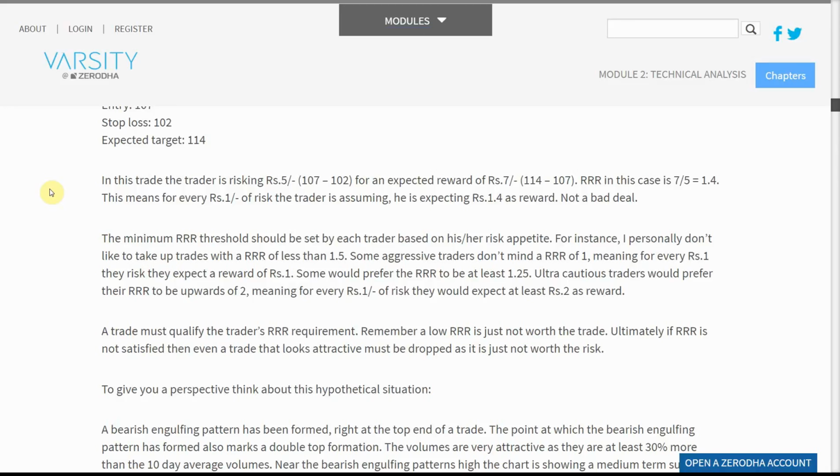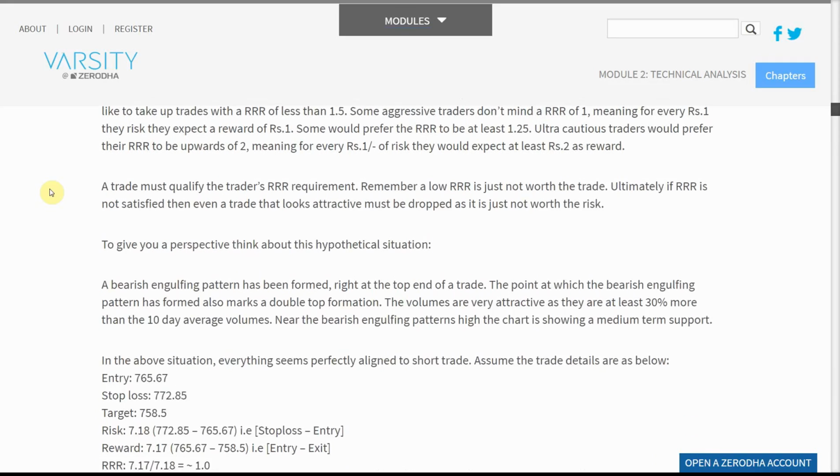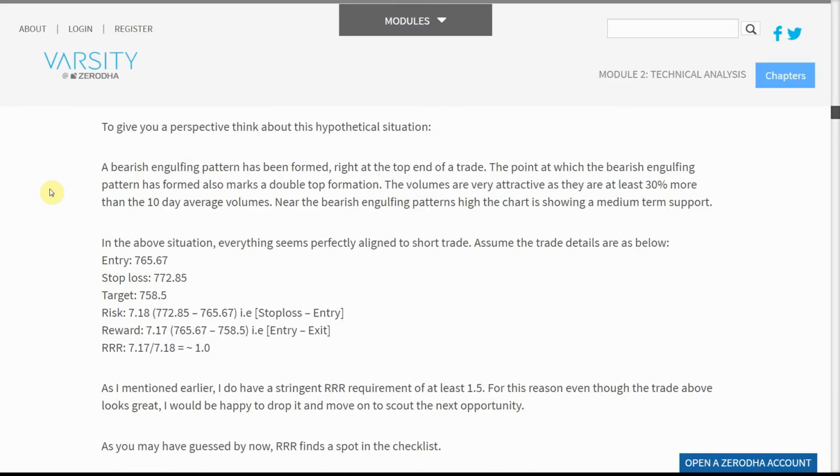To give you a perspective, think about this hypothetical situation. A bearish engulfing pattern has been formed right at the top end of a trade. The point at which the bearish engulfing pattern has formed also marks a double top formation. The volumes are very attractive as they are at least 30% more than the 10-day average volumes. Near the bearish engulfing pattern's high, the chart is showing a medium-term support. In the above situation, everything seems perfectly aligned for a short trade.